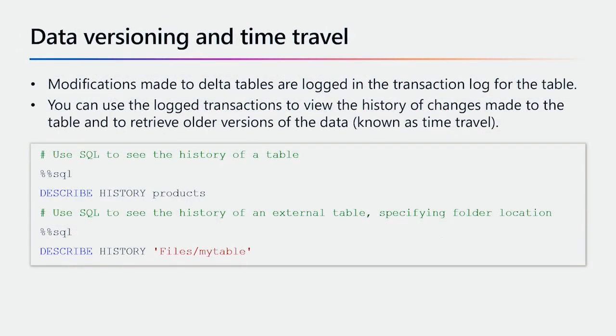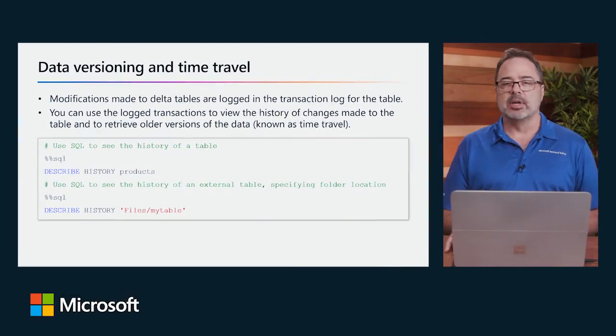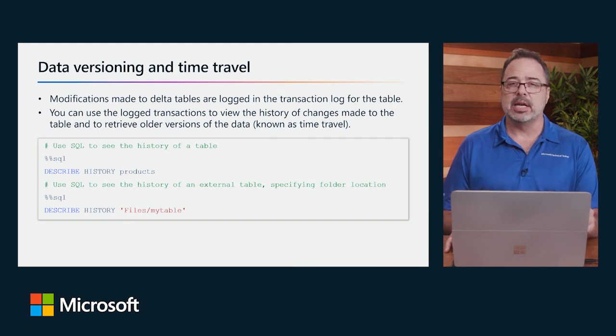Remember that Delta tables use a log file to record all of the changes made to the data. This means that you can use the log transactions to view the history of these changes and retrieve older versions of the data, which is a feature known as time travel. To see the history of a Delta table, you can use the describe history SQL command.